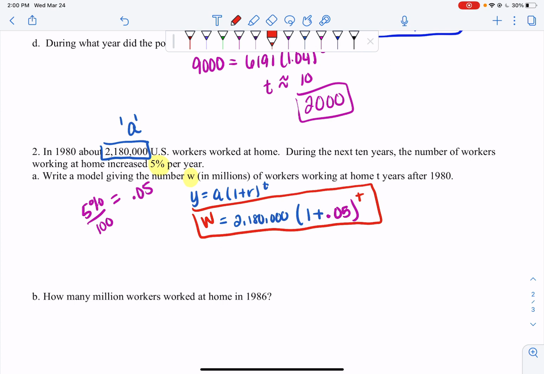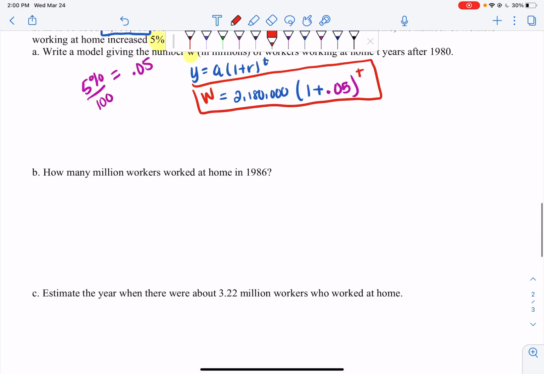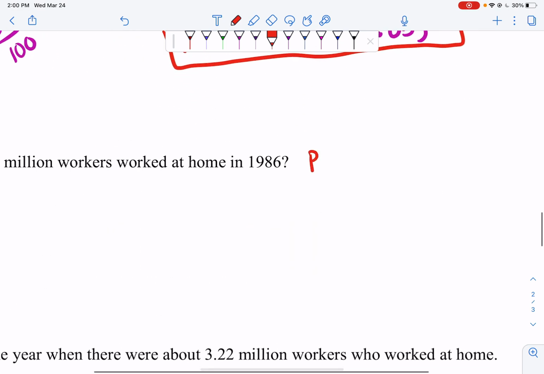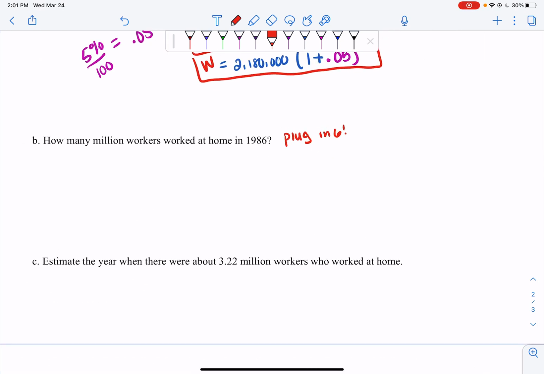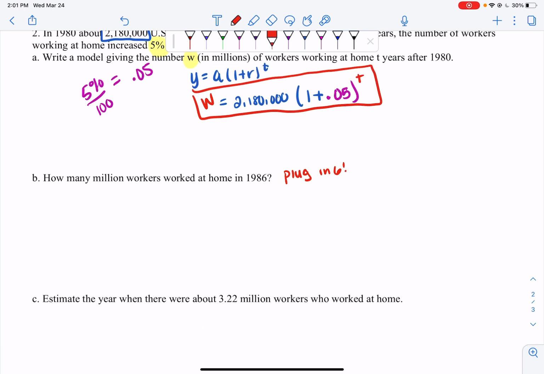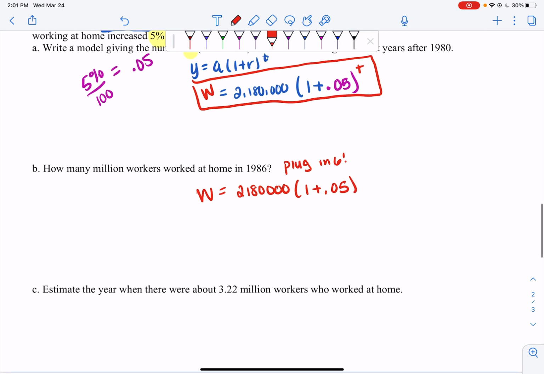Okay. Part B. How many million workers worked at home in 1986? Well, the question's asking, how many years has it been since 1980, basically? So if I look, it's only been 6 years, so I'm going to plug in 6. So we go to our equation, which is W equals 2,180,000 times 1 plus 0.05. And now I'm going to plug in 6 for t. I'm going to type that into my calculator. And I get 2,921,408.